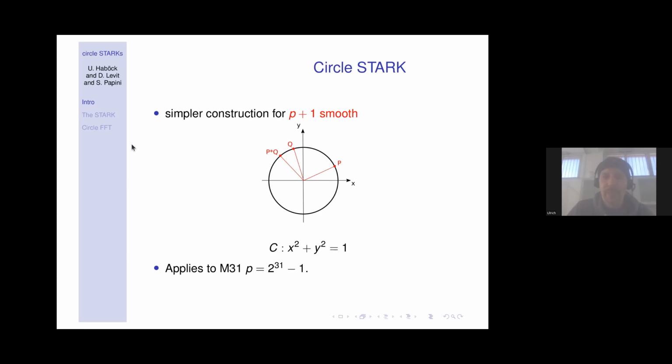Okay, so that's the Circle STARK, and how it's built. It's like a regular STARK. There's actually not so much different on a high level. You could say it's the same. You have your circle, which turns out to be smooth. You place your trace domain essentially as a subgroup of the circle.